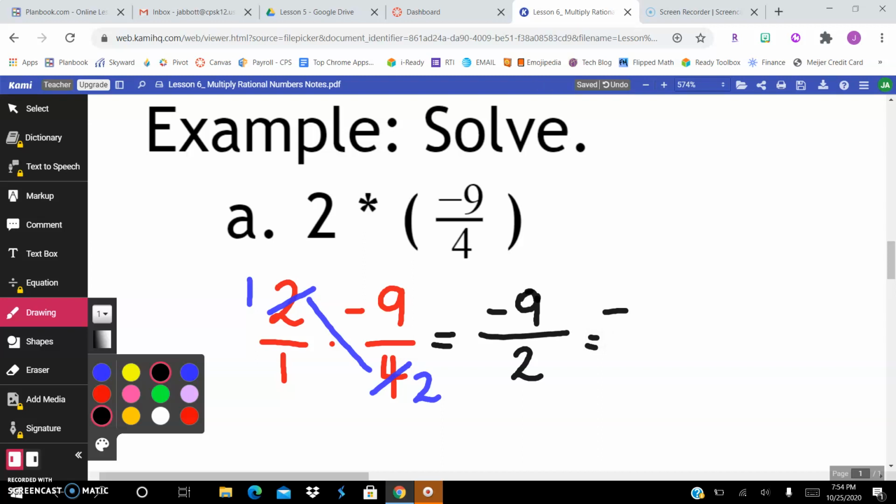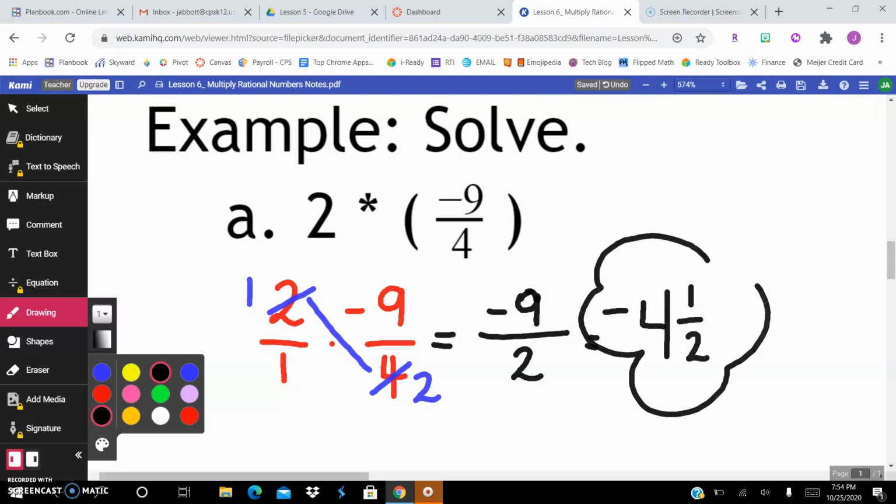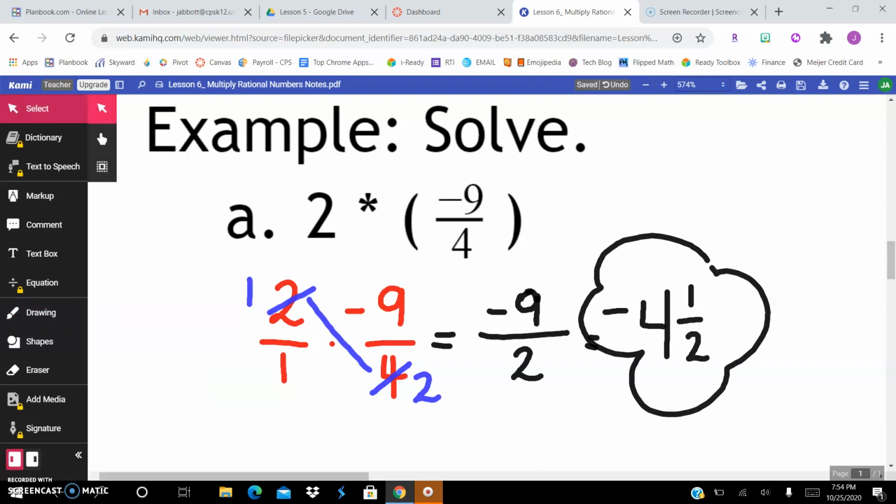So how many 2's are in 9? Well, that's 4, so that takes us to 8. We would need to get to 9, so we have 1 left over, and our denominator is 2. So our answer to this question is negative 4 1/2.